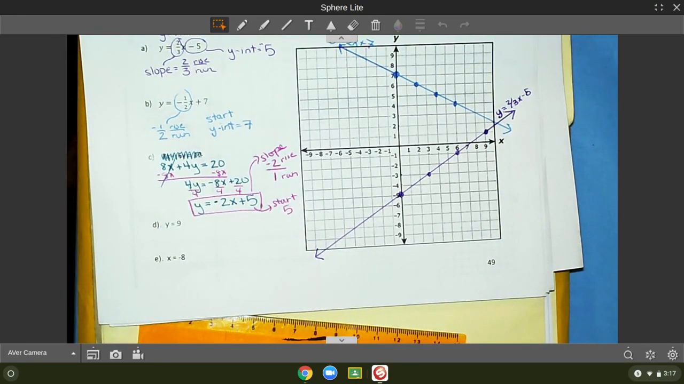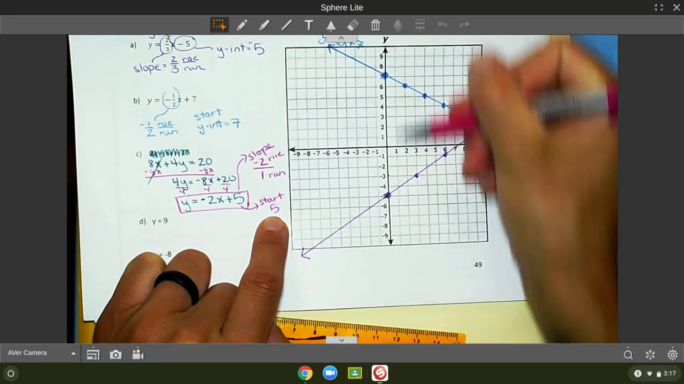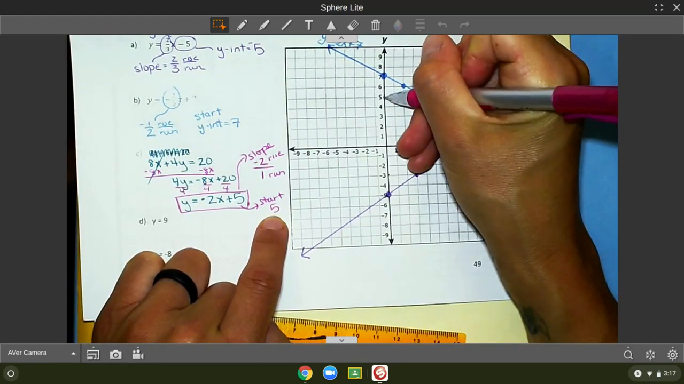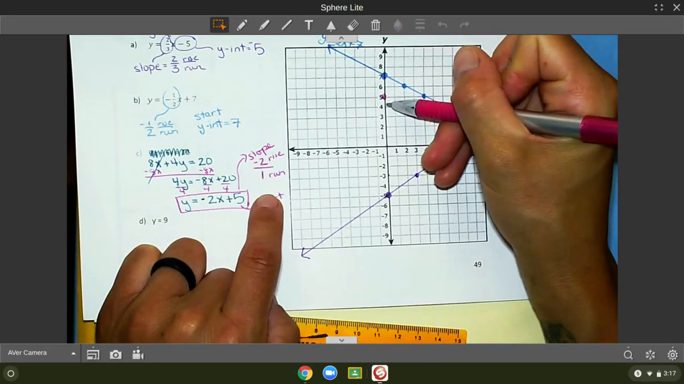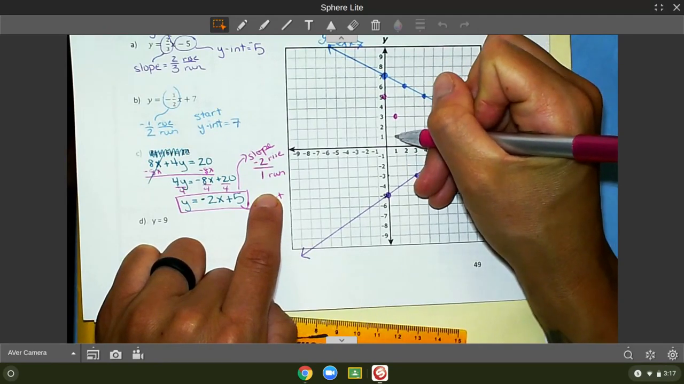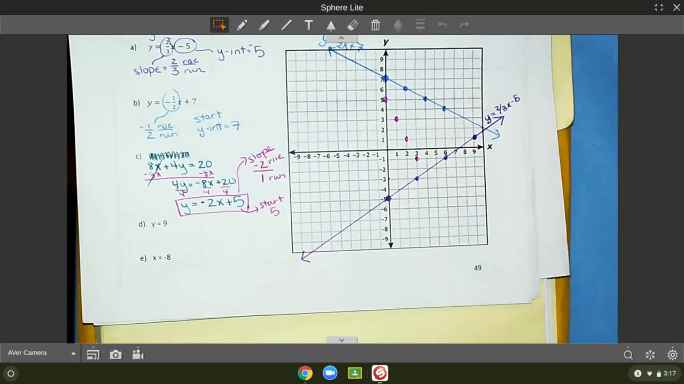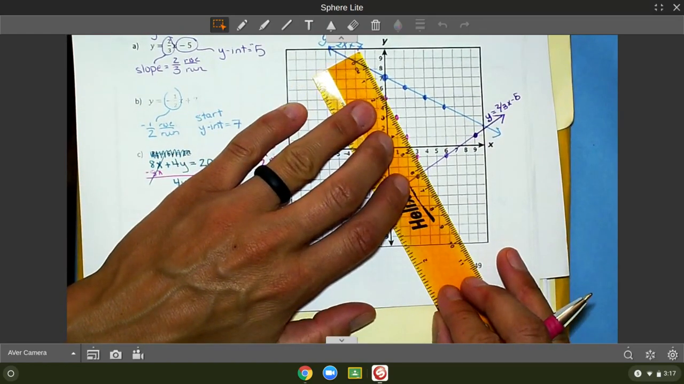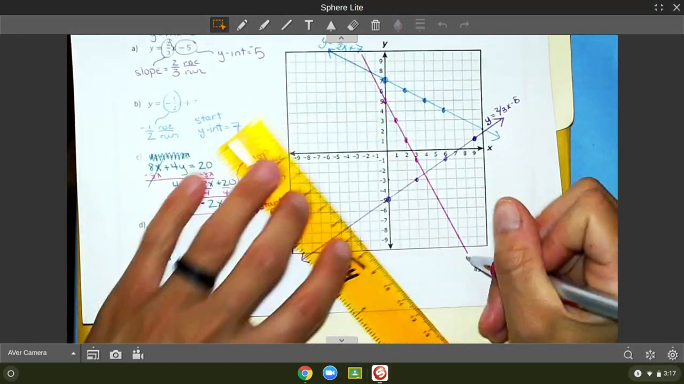All right, so let's go over and let's graph this now. So we're going to start at +5. Again, that's on the y-axis, so we go up to 5. And now we use our slope. So -2, so we go down 2 to the right 1. Down 2 to the right 1. And now we can connect all of those points. And we have our third line.